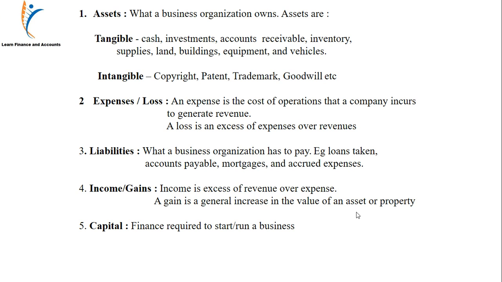The next account is liability. Liability is what an organization has to pay. What do you have to pay? You have to pay the bills. You have to pay for the expenses. You have to pay for the mortgages. You have to make payment for the payables, meaning accounts payable. Now I will talk about accounts receivable and accounts payable. Accounts receivable, we talked about in tangible assets, and accounts payable we talked about in liability.